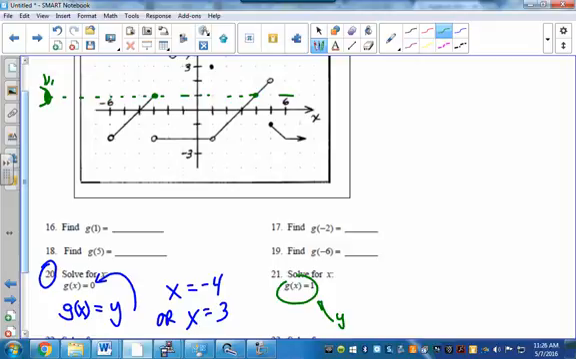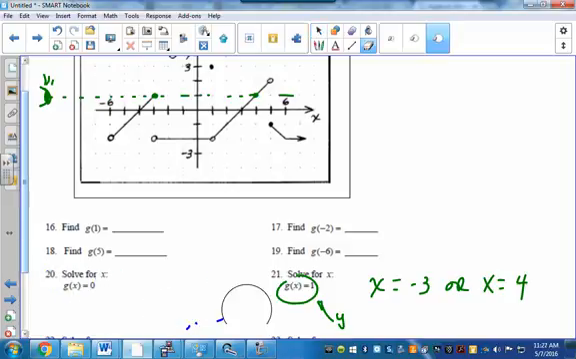Okay, and we need to identify those x values. So x would be -3, or x is equal to, what's that, 4, 1, 2, 3, 4. Yeah, so those are the solutions to those two equations. Now, sometimes, as you're aware, equations do not have solutions. So just be aware of that.